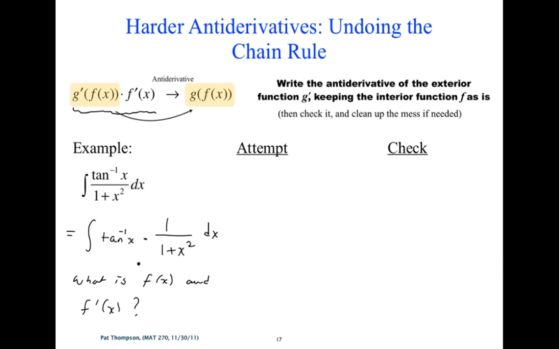So looking at tangent inverse x and 1 over 1 plus x squared, let's start with f prime. Which one would be f prime? Where do we see one thing as a derivative of another, right? Because in the chain rule, the derivative of the interior pops out. So where are we seeing f prime there? You should see that 1 over 1 plus x squared is like f prime, where f is tangent inverse x. Do you see that?